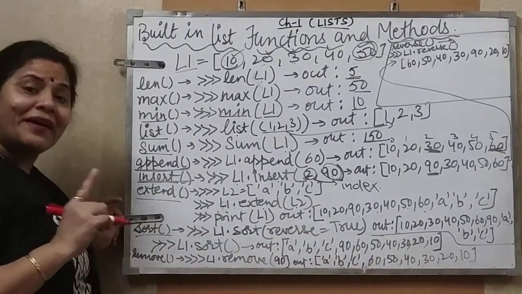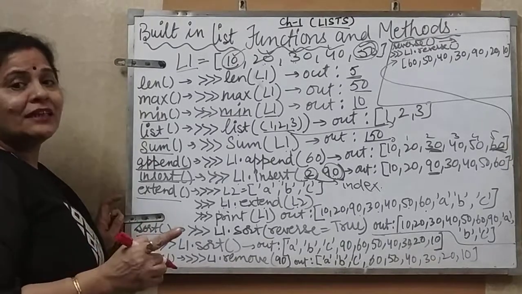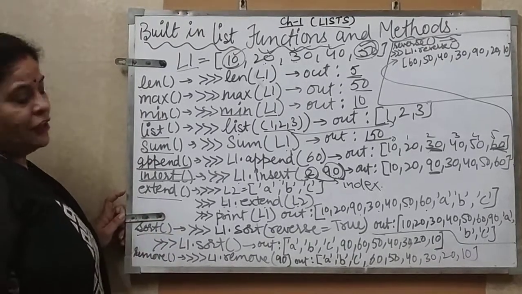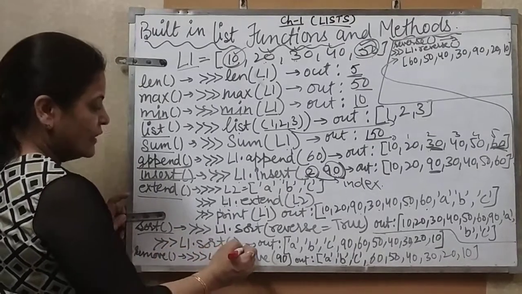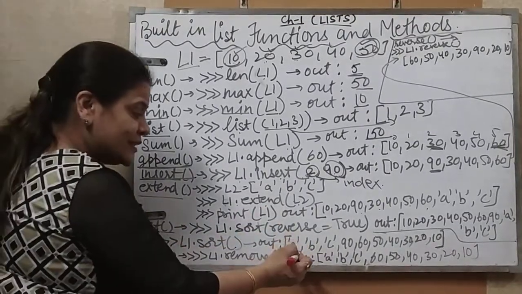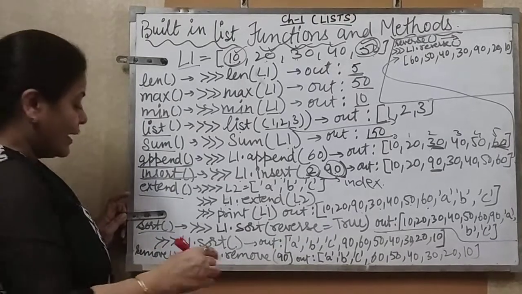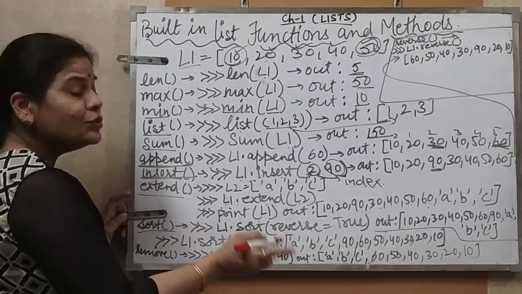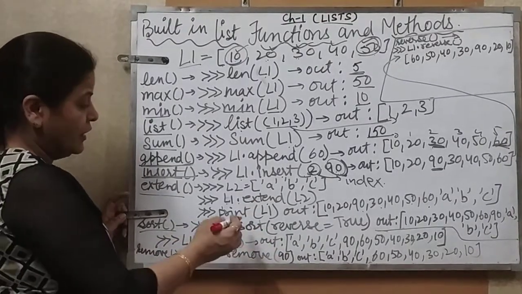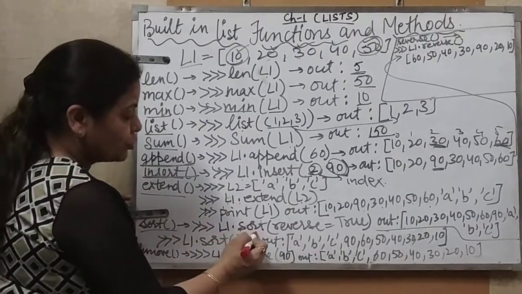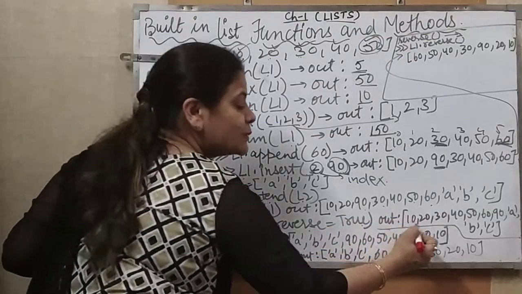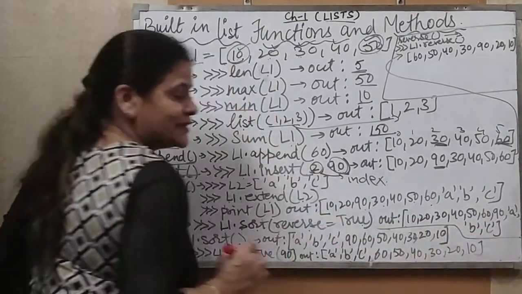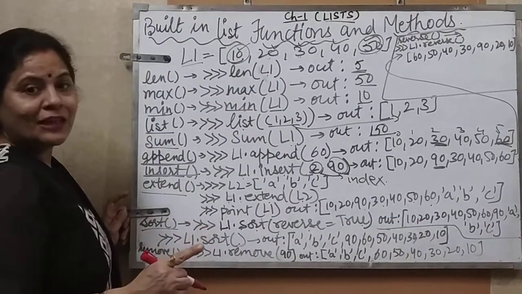Sort means to arrange the list either in ascending order or in descending order. If I give my command as L1 dot sort function, then it will arrange the list in ascending order. And if I want to convert it into reverse order, descending order, then I have to write L1 dot sort within my brackets reverse is equal to true. Then it will print the values of my list in descending order.